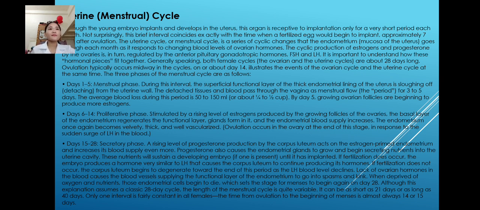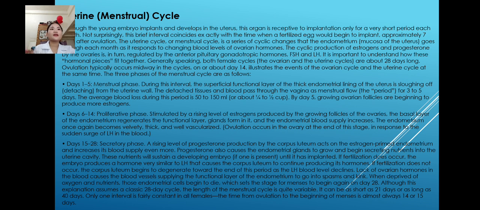So, if fertilization does not occur, the corpus luteum begins to regenerate toward the end of this period and LH blood levels decline. Lack of ovarian hormones in the blood causes the blood vessels supplying the functional layer of the endometrium to go into spasms and kink when deprived of oxygen and nutrients. Those endometrial cells begin to die, which sets the stage for the menses to begin again on day 28.